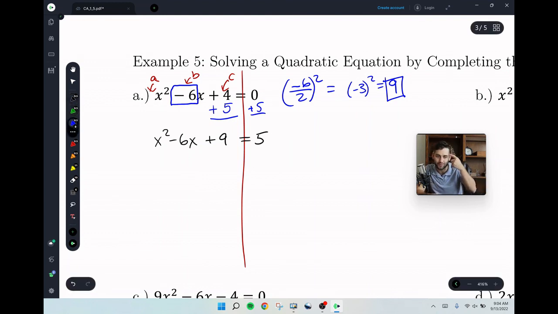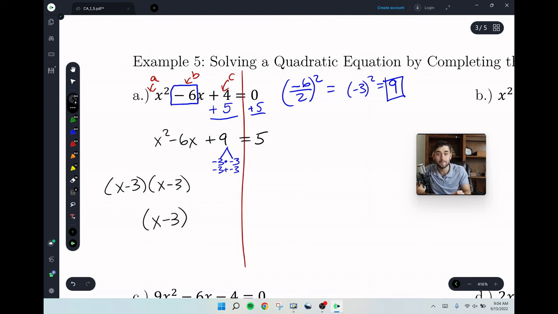And this is why it's super nice, because the 9 breaks down into easy factors for that negative 6, right? Negative 3 times negative 3 gives me 9. Negative 3 plus negative 3 gives me negative 6. Looks good to me. So what we're going to do is say this is technically x minus 3 times x minus 3, which can be written as x minus 3 squared.